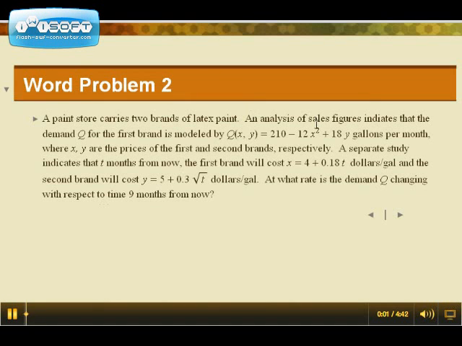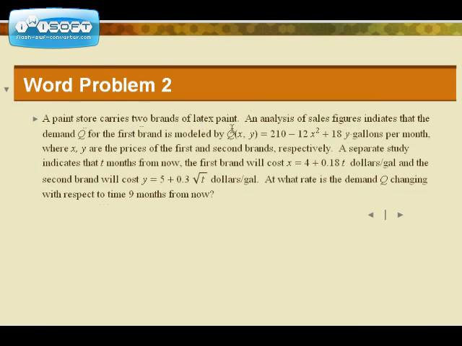An analysis of sales figures indicates that the demand Q for the first brand is modeled by Q of x,y, which equals 210 minus 12x squared plus 18y gallons per month, where x and y are the prices of the first and second brands respectively. So this says that the demand for our first brand is going to be dependent on both it and another brand of paint. So both the x and the y.